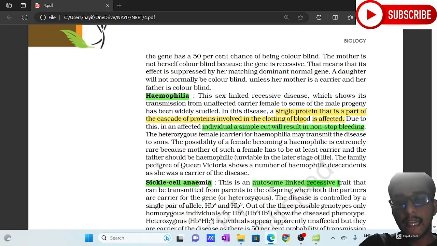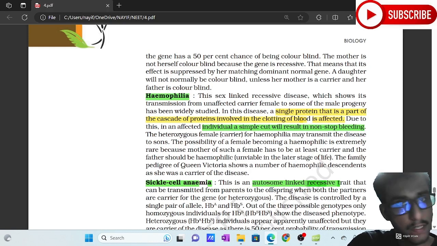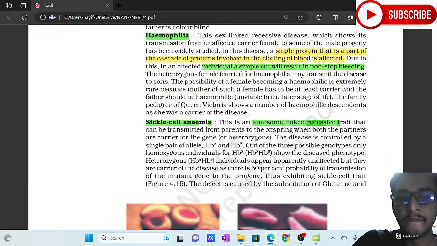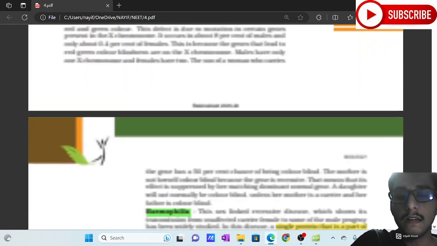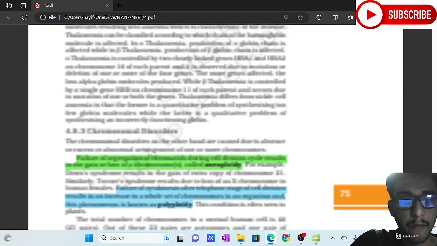Hemophilia, right? Hemophilia is also an X-linked recessive disease. I have mentioned it. So how is hemophilia caused? In a human being with hemophilia, a protein which is used in the cascade of proteins involved in blood clotting is absent. So the blood won't clot. If there is a cut in a human being, he will be continuously bleeding. This is the condition of hemophilia. Okay, next we are going towards the other three diseases, which are sickle cell anemia, phenylketonuria, and thalassemia.